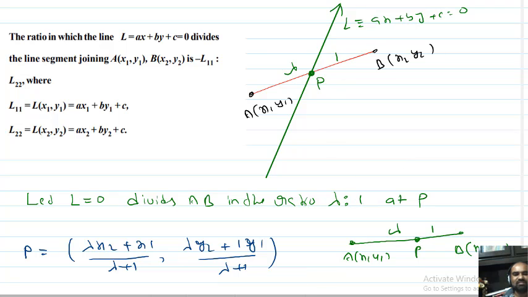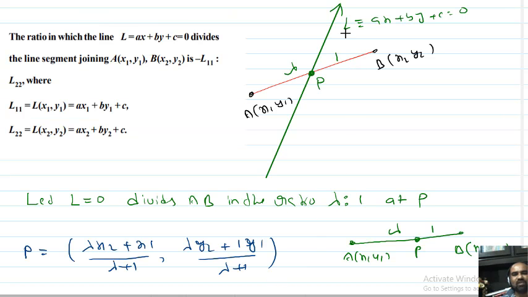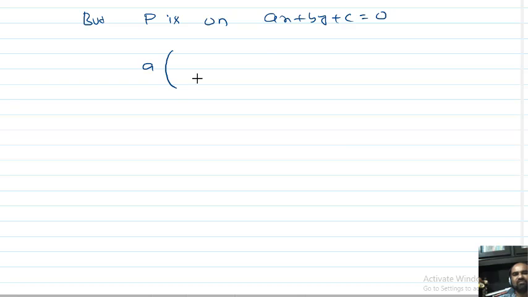I will write that. But P is on ax + by + c = 0. What is the meaning of this line? Every point on this line should satisfy this algebraic condition, especially P would satisfy. Means instead of x you can write the x coordinate of P, instead of y you can write the y coordinate of P. That is a times x of P plus b times y of P plus c equal to 0.